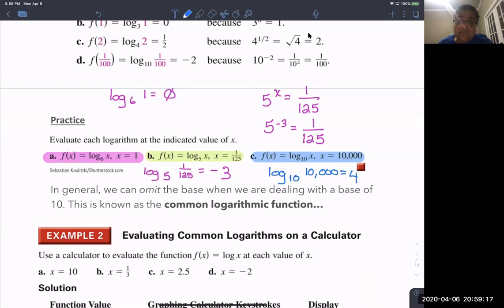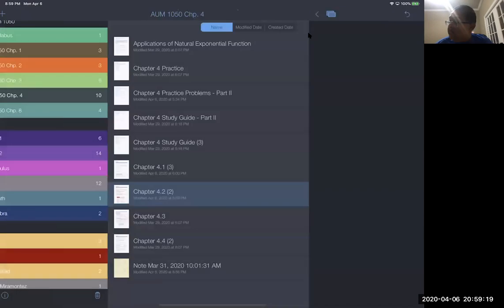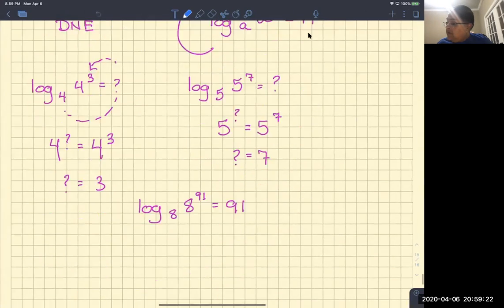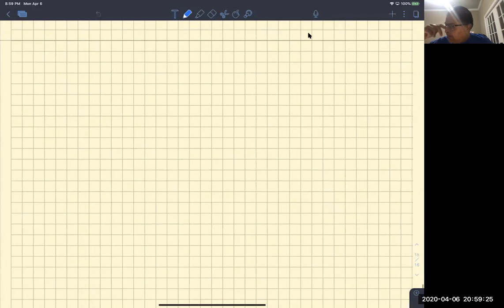Now, let's talk about logarithms and your calculator. For many people, when you look on your calculator, you'll see a log key, okay? That log key is actually a specific type of log. It is log base 10, and this is known as common log. Common log is log base 10. And instead of writing log base 10 over and over again, we just abbreviate it as log.